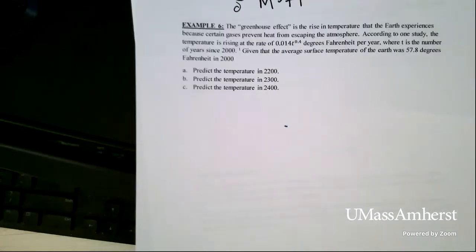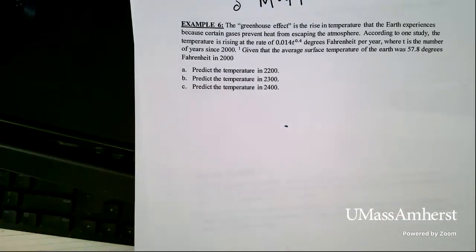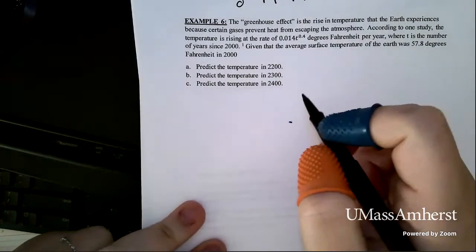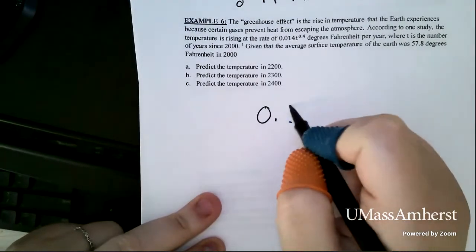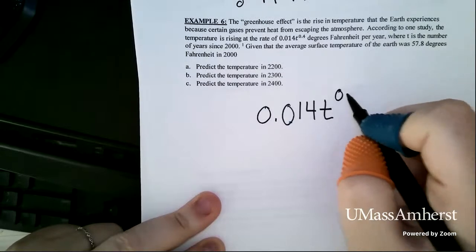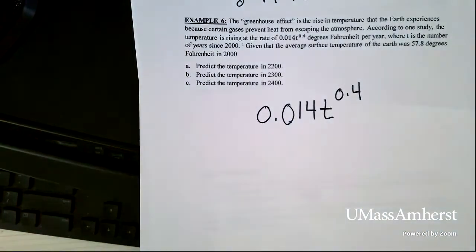Okay, and this is about the greenhouse effect. I'm going to have you try this out, where we are trying to use the rate at which the temperature is changing to determine what we think the average temperature of the Earth's surface will be in 2200, 2300, and 2400. I'm going to write the rate a little bit bigger in case you can't see it. So that's the rate we're looking at.